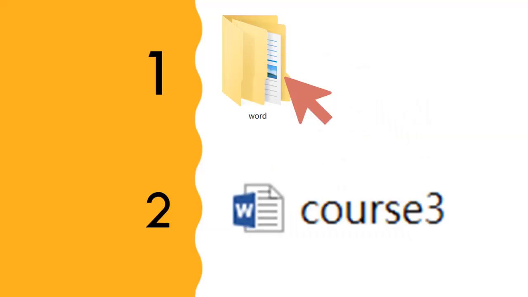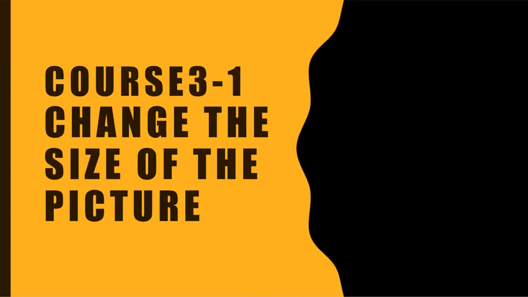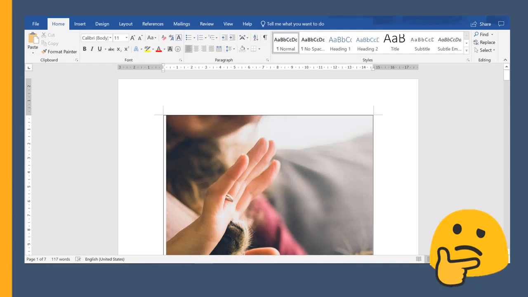Before we start the class, you can open the learning material in the Word folder on the desktop, and choose the Course 3 document. In Course 3.1, I will show you how to change the size of the pictures. Pictures downloaded from the internet are in different sizes. Some are too big, however others are too small to show on the page. As a result, we have to change the size of the pictures.